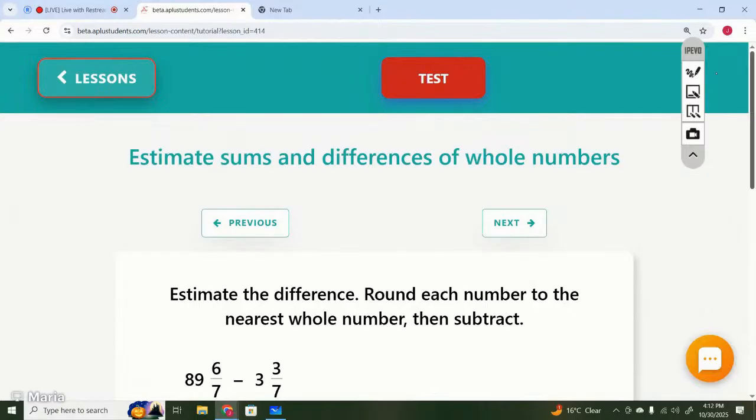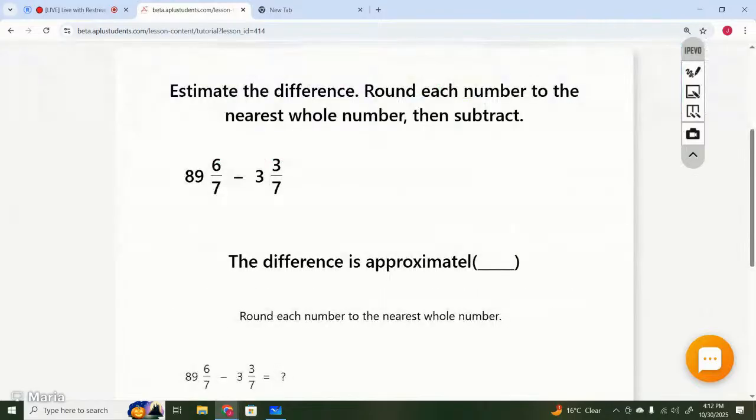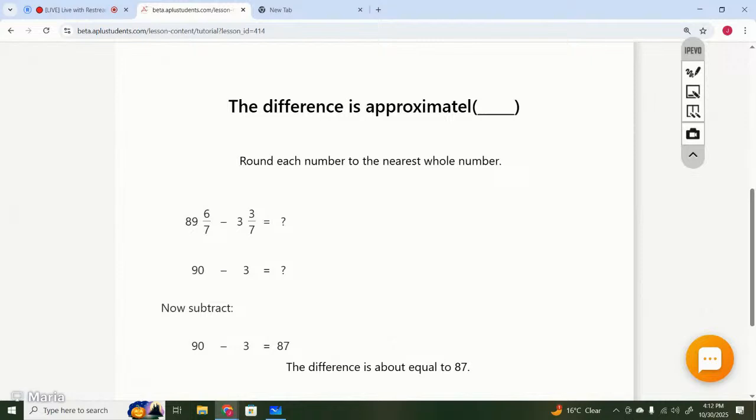89 whole 6 by 7 minus 3 whole 3 by 7. We need to round first and then we have to estimate the difference. So 89, look at the fraction 6 by 7. 6 by 7 is more than half.